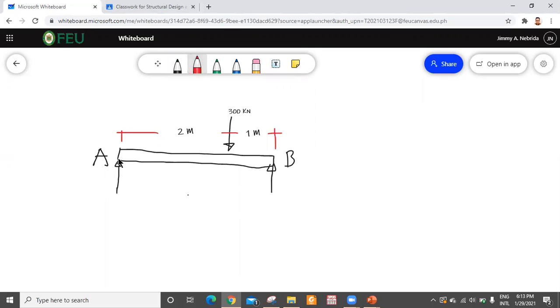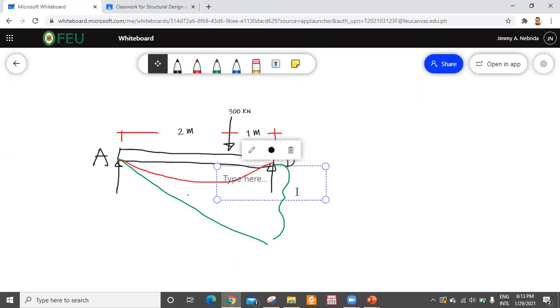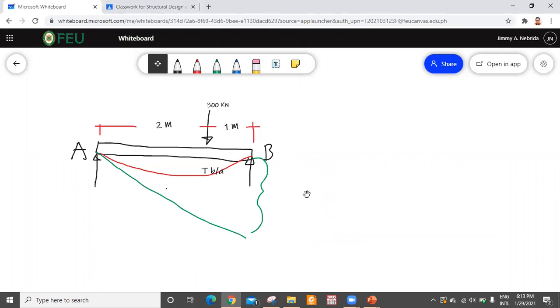If we're going to draw here the elastic curve, the elastic curve looks like this. If we draw the tangent line from here, this is the question that is being asked: deviation at B coming from A. So this is the first question. So how are we going to do that?